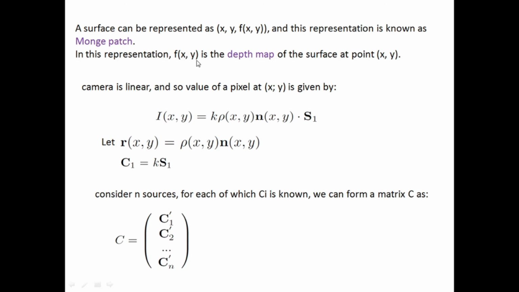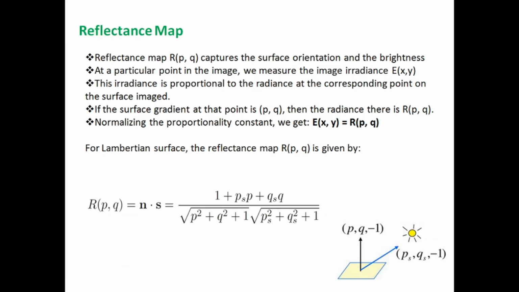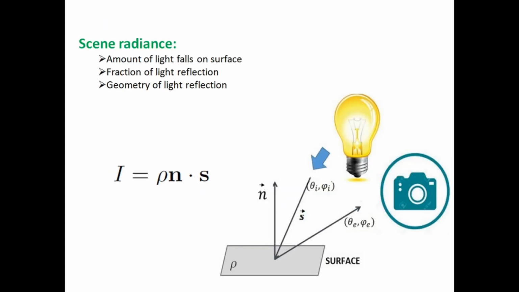So in this representation, f of x comma y is the depth map of the surface at a point x comma y. The camera is linear, so the value of the pixel at x comma y is given by what? This is image irradiance. I of x comma y is nothing but k rho n dot s. So from where have we got this concept? From here. Image irradiance is n dot s.